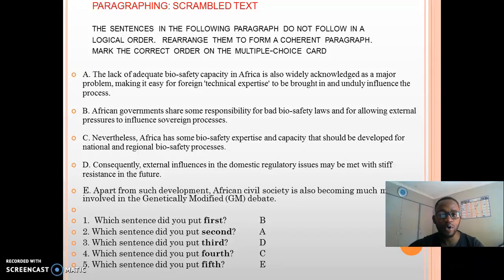So now try to put those 2 ideas that I've given you, how to construct them using logical connectors or developing the main idea. You have the tools. Just play around with it. So first question, which sentence did you put first? Which sentence did you put second, third, fourth, and fifth? Those are your questions.